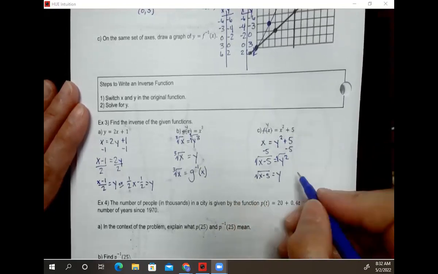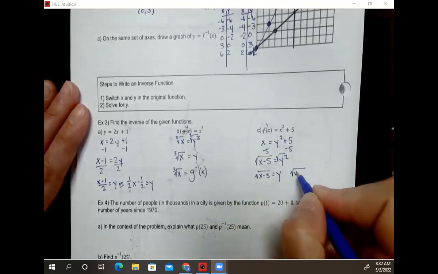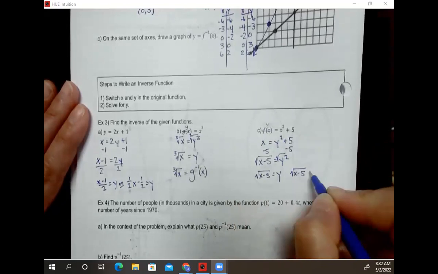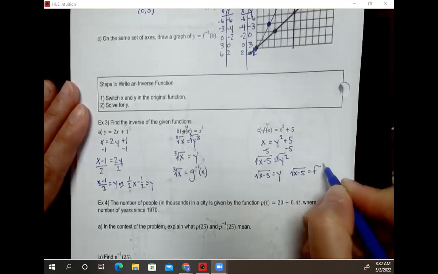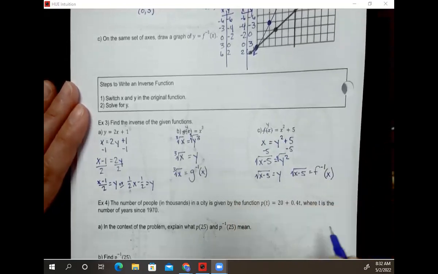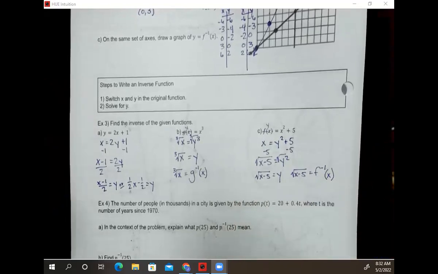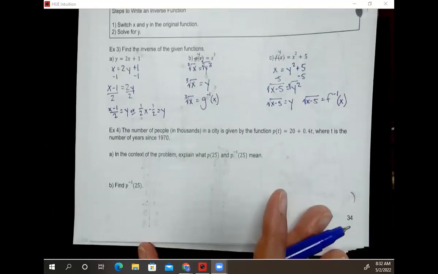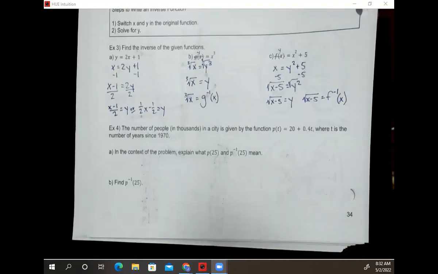Or if I want to put it back in that function notation, I would have the square root of x minus 5 equals f inverse of x. If you put it back in that function notation, don't forget your inverse. Okay, so to find the inverse function, we're going to swap x and y and then get y by itself. We have one more problem we're going to take a look at for today, and that's interpreting. When we've got a context to our problem, what does that inverse mean?